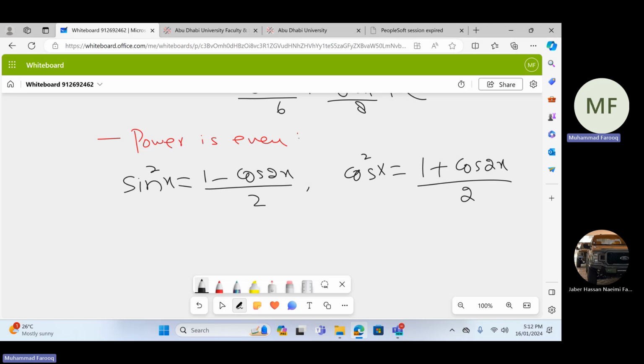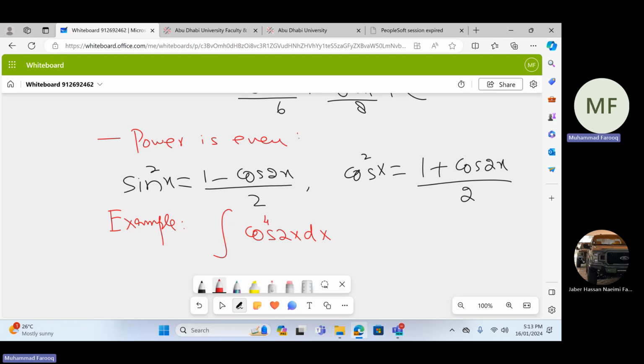Okay, I will just make a question for myself. Just an example: integrate cosine to the power 4 of 2x dx. That's the question.